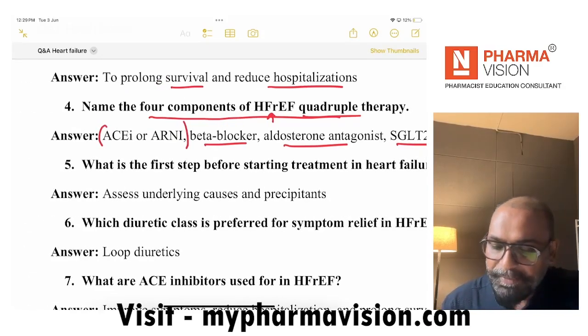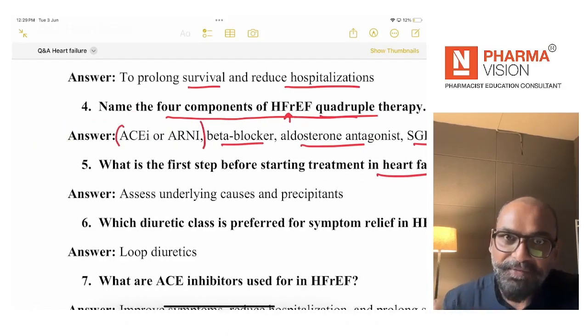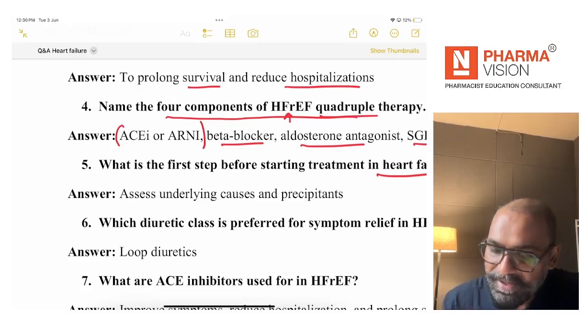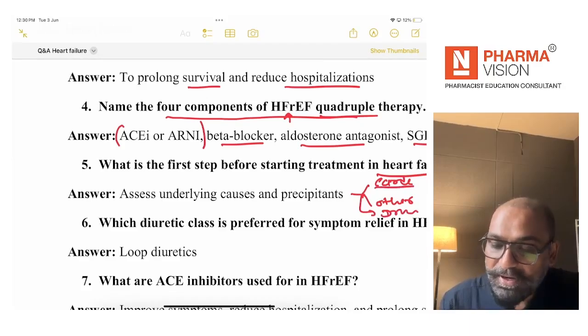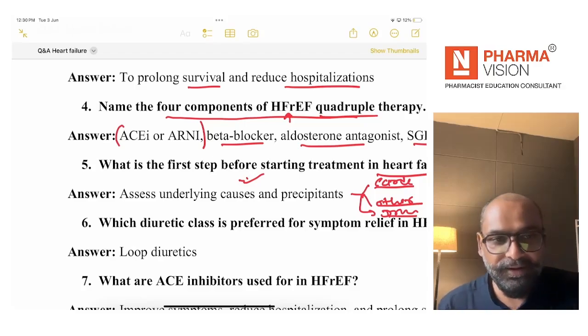What is the first step before starting treatment in heart failure? Before starting treatment, we have to find out the underlying cause and the precipitating factors. That means other cardiovascular problems, other disease conditions, or other drugs. Based upon that we can correct it. For example, if the patient is suffering from anemia, our main objective is to correct the anemia, which can improve their cardiovascular function.